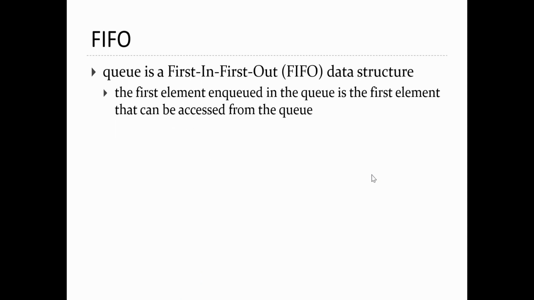So a queue is what's called a first in, first out data structure. The first person in line is the first person that gets out of line. So first in, first out. Or you can also call it last in, last out, so it's also called a LILO data structure. That's opposed to a stack, which is first in, last out, or last in, first out.